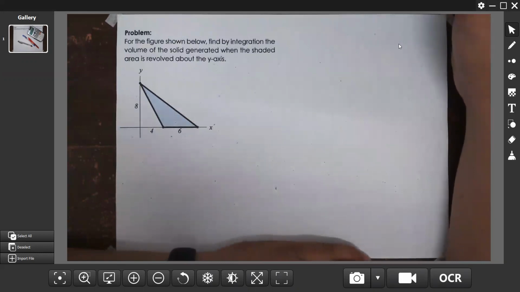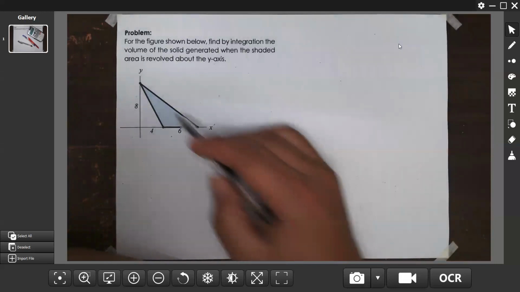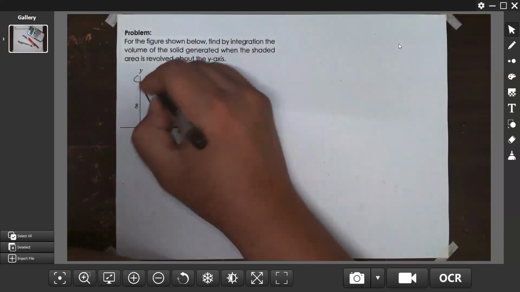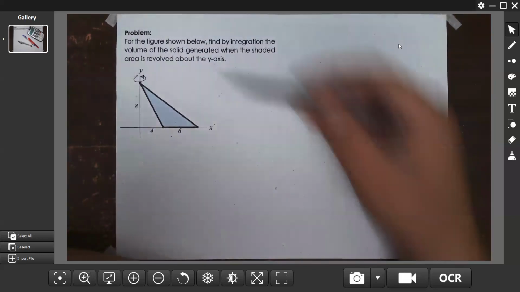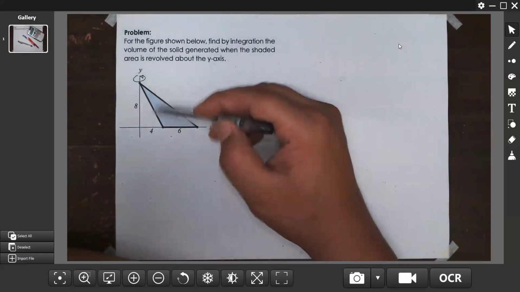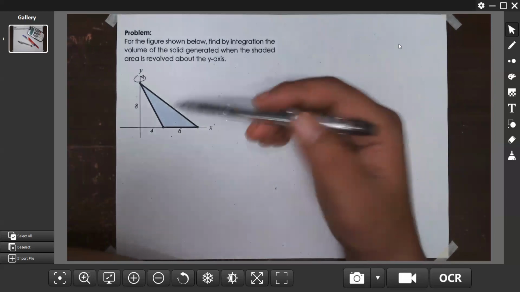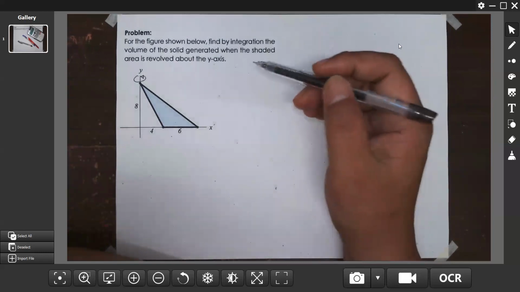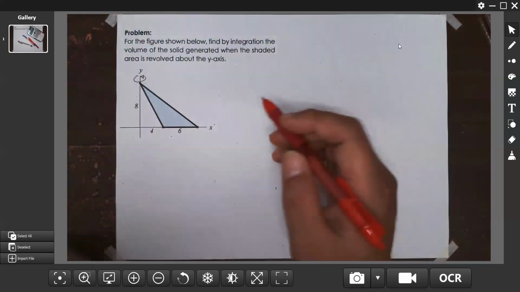For the figure shown below, find by integration the volume of the solid generated when the shaded area is revolved about the y-axis. Now, if you analyze a vertical strip, you have to split the area into two, like this one and another one here. But if you analyze a horizontal strip, you will only consider one rectangular strip. So for now, I'm going to use the horizontal strip.